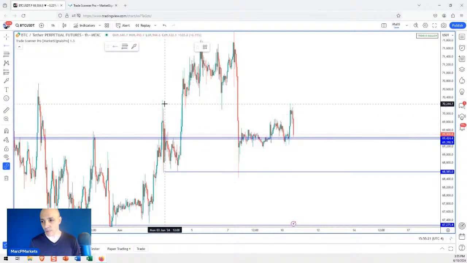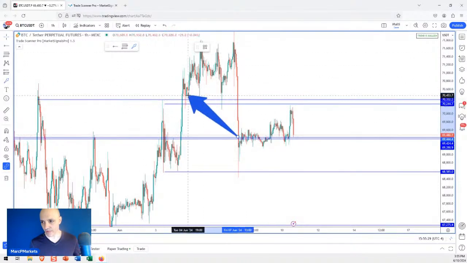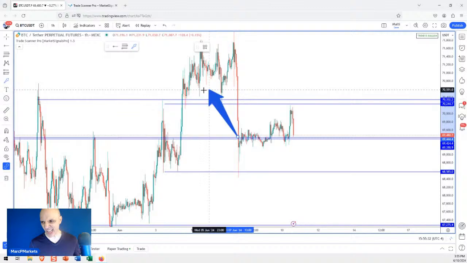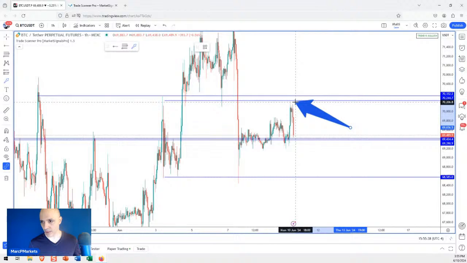Now, we have an old support over here. Look at this. It was a resistance back here. Look at this, okay? So there's some common level there. The market proves that over here in this little section until it breaks. But now look where we are now. It rejected. See this? Okay, cool. So this level is in play. It's a resistance. All right.